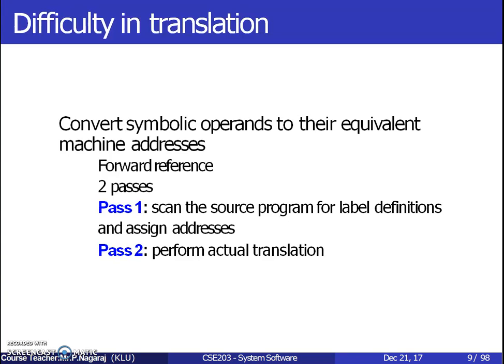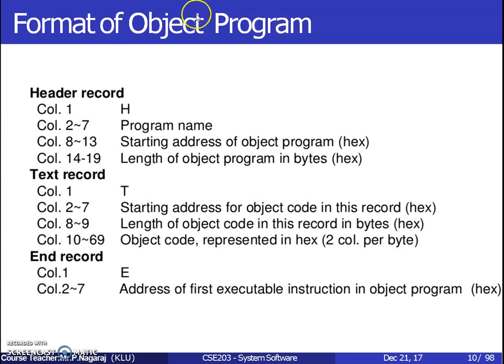Object program consists of object code. Object code will be represented by three records: head record, text record, end record. This is the format of the object program. The first one: column 1 is the head record, represented by H. Second one, columns 2 to 7, program name. Columns 8 to 13, starting address. Columns 14 to 19, length of the object program.